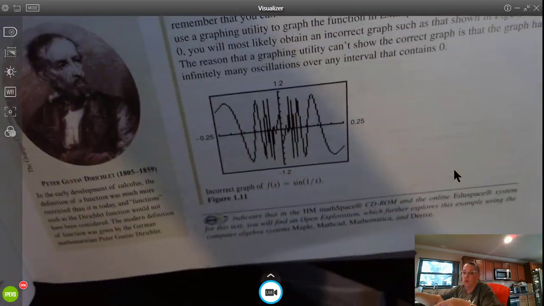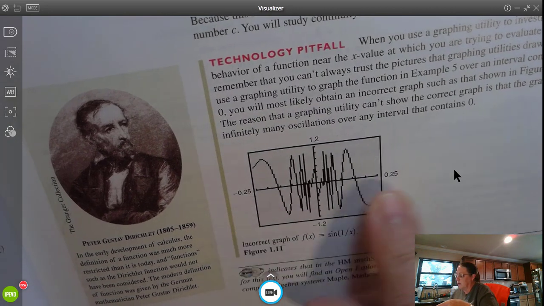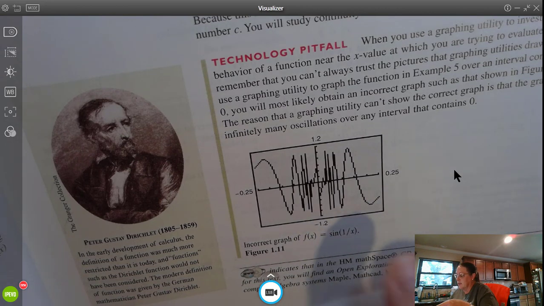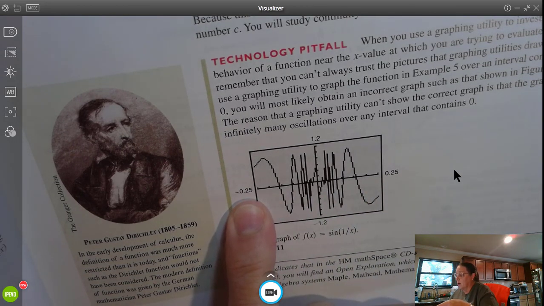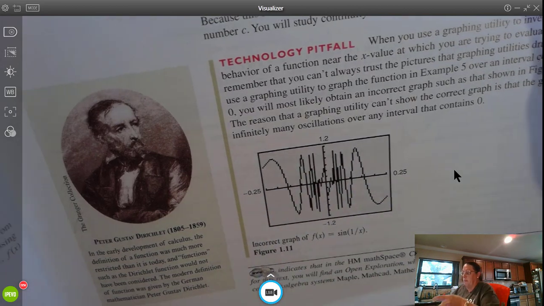Okay. In fact, here is a graph where we are zooming in. Notice the x's are going from negative 0.25 to positive 0.25. You can see that it is just getting closer and closer to 0. We could go from negative 0.001 to positive 0.001. You will see more of this.